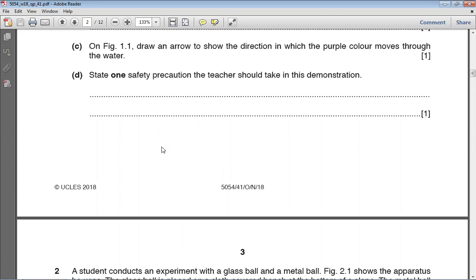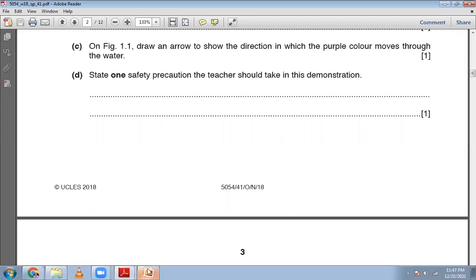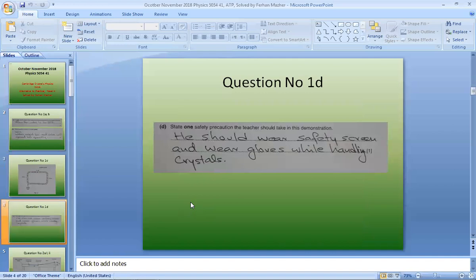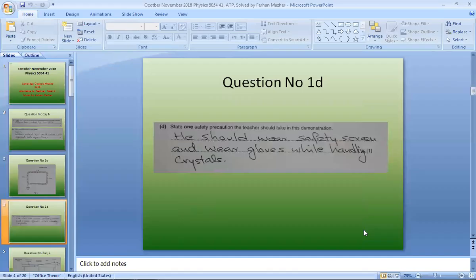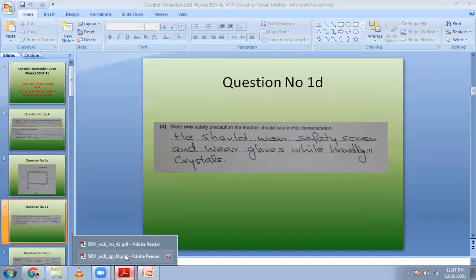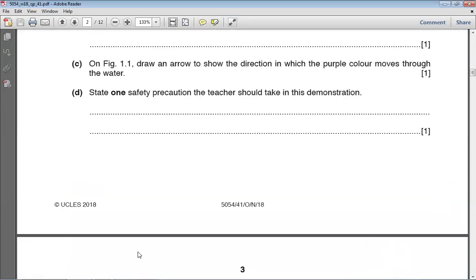State one safety precaution the teacher should take in this demonstration. There can be different precautions the teacher should take. For example, they should wear safety goggles, use a safety screen, or wear gloves while handling these purple crystals. You have to write one of them. I have written: he should wear a safety screen and wear gloves while handling crystals. You have to only write one option. So we are done with question number 1.